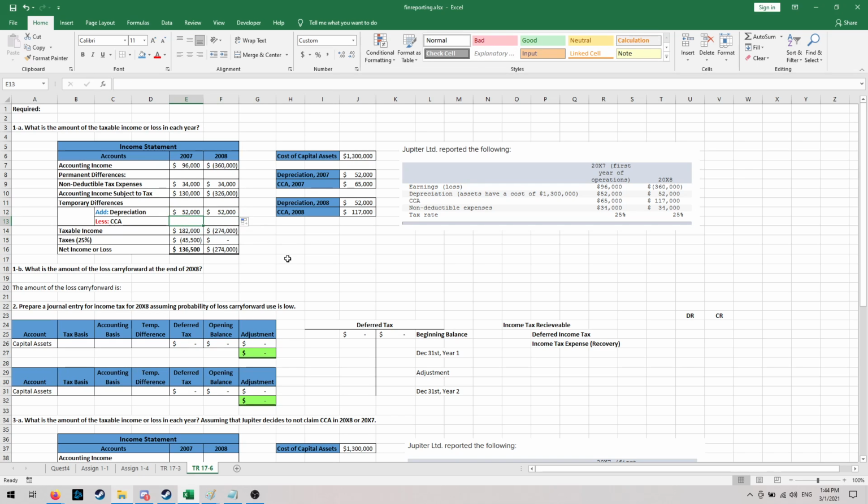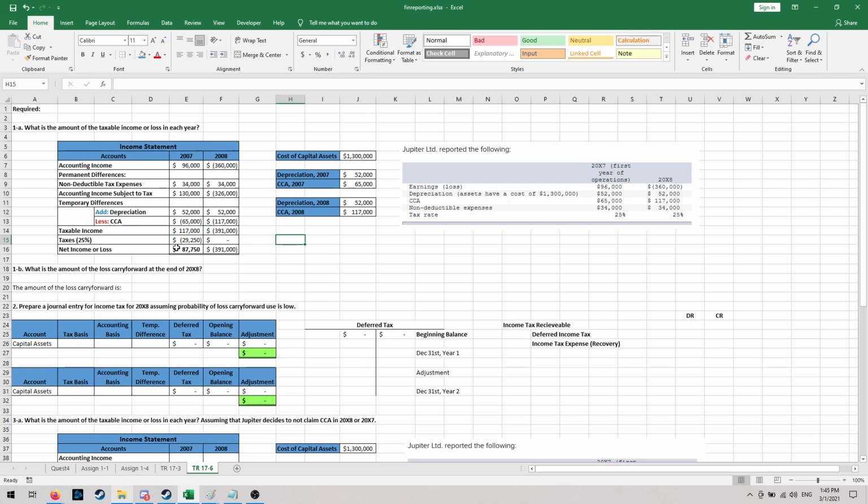And in year 2007, we had $65,000 of CCA. And in 2008, we had $117,000 of CCA. So right away, we can see the answers to part one. I do have these set up to auto sum the columns and to calculate the amount of taxes payable. So we can see right away that we had taxable income of $117,000 in 2007. We had a loss of $391,000 in 2008.